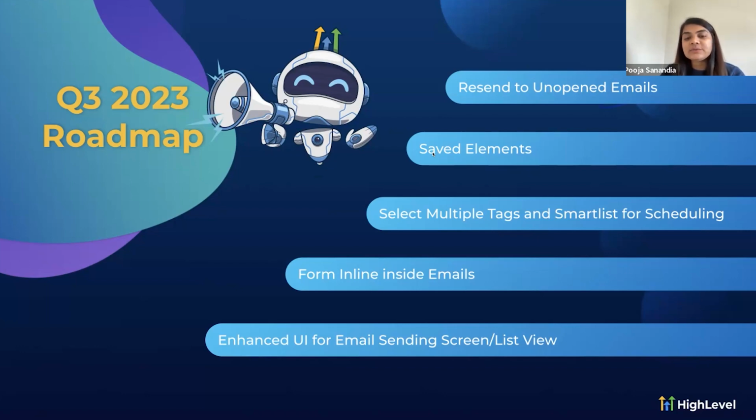Then another thing that we have in the quarter 3 roadmap is that we're going to allow our users to have forms added inline inside email builder. So you can create a form, come to email builder and choose that form, select what type of action you want on that particular form, and then you'll be able to add that form inside your email area.